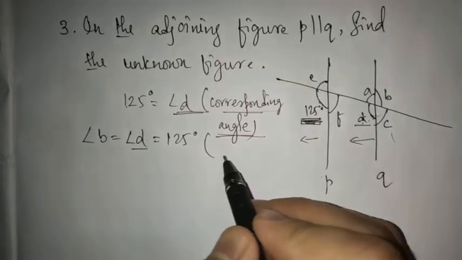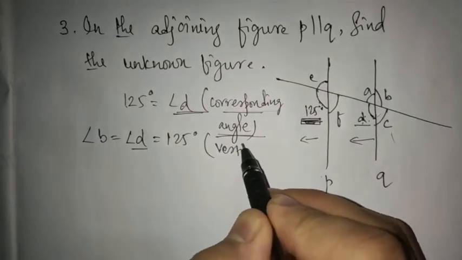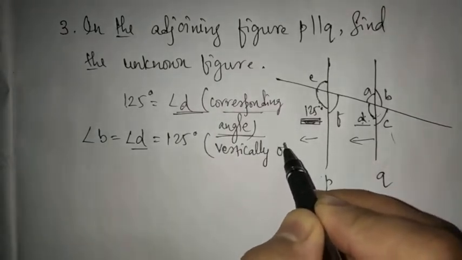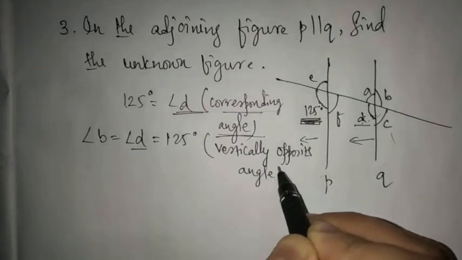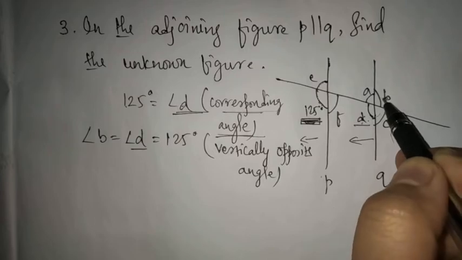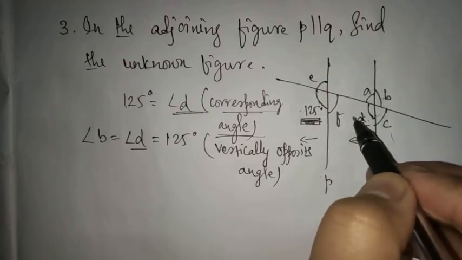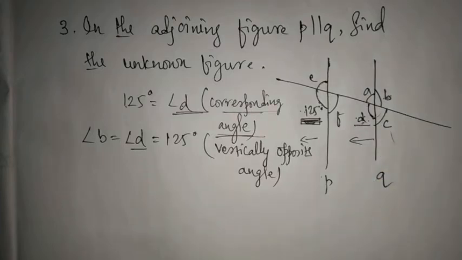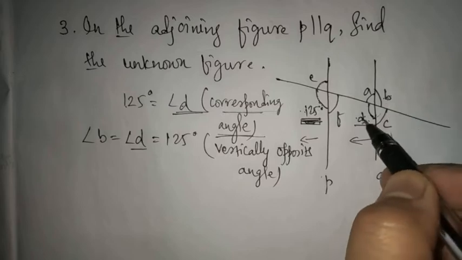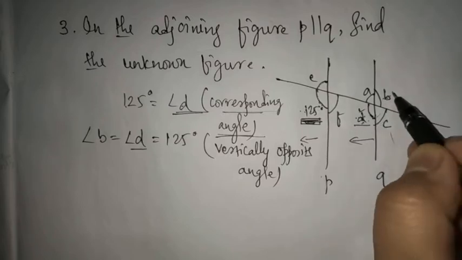So, why is this equal? Because this is vertically opposite angle. Alright, so angle D is equal to angle B. Angle D we found due to which this was corresponding, and now this angle D is equal to angle B due to vertically opposite angle. Alright, now angle D is done, angle B is done.